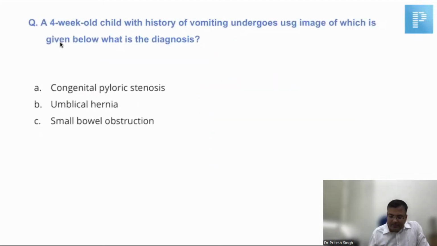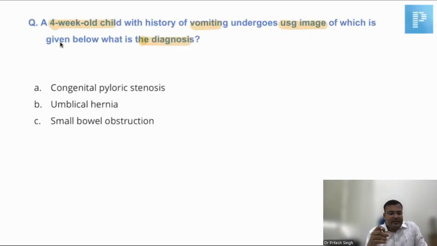Okay. Next. See, typical age, a 4-week-old child with a history of vomiting undergoes an ultrasound. Which of the following is the diagnosis? So does anybody remember what that image was? What was the finding?